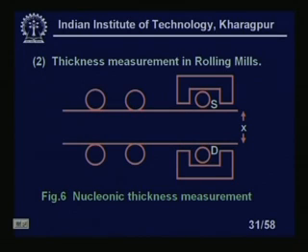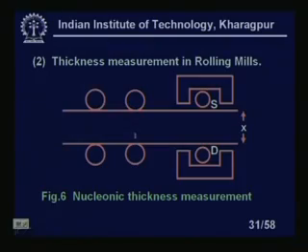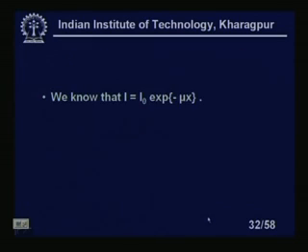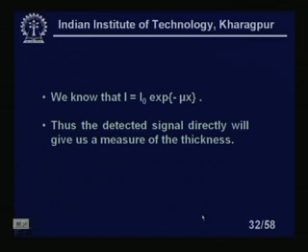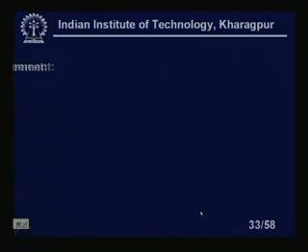So, obviously, I will continuously detect I, on the other side, at the detector, and there is a pre-assigned value of I for this thickness, 5 centimeter thickness. If I do not get it, if suppose it is less, that means thickness is more. So, I should press this roller, so that the thickness will be of proper size, clear. Thus, the detected signal directly will give us a measure of the thickness, right, which can be utilized to control the thickness of the rolling sheet which is coming out of the hot rolling mill.